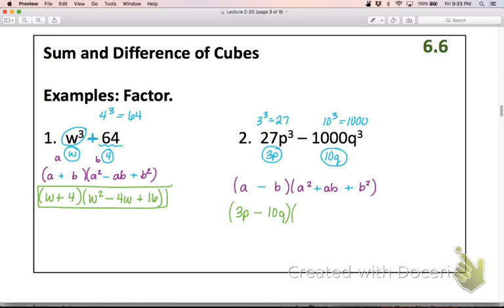Now when we get to here, 3p squared, that means 3p times 3p. So I get 9 when I square the 3's and p squared when I square p. Now if I do 3p times 10q, and this is plus, 3 times 10 is 30, and then p times q is just pq. And then lastly, plus 10q squared, so 10 squared is 100, and q squared is q squared. So there are the factors.